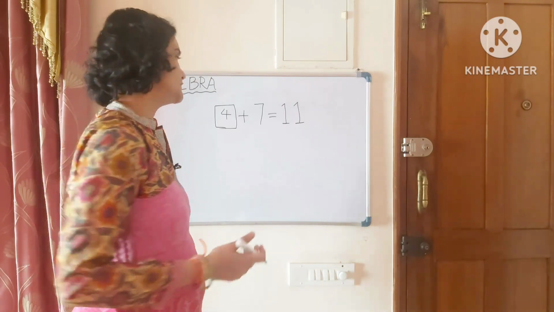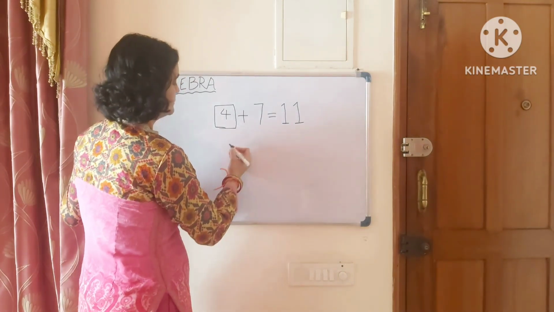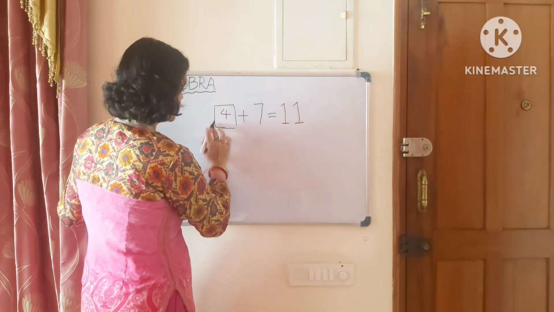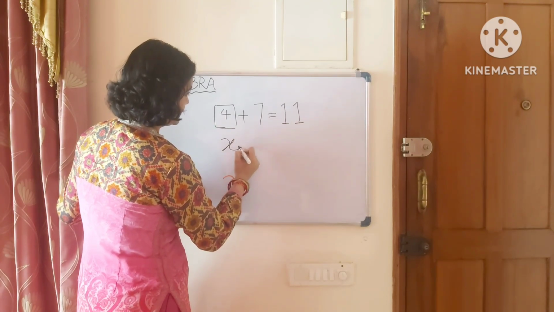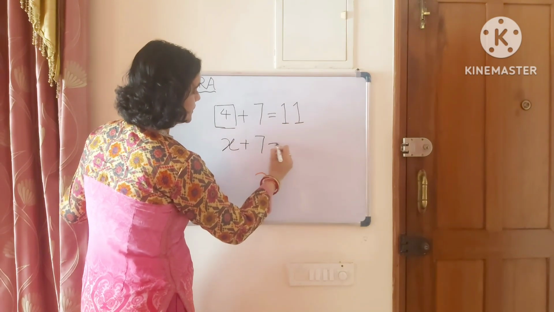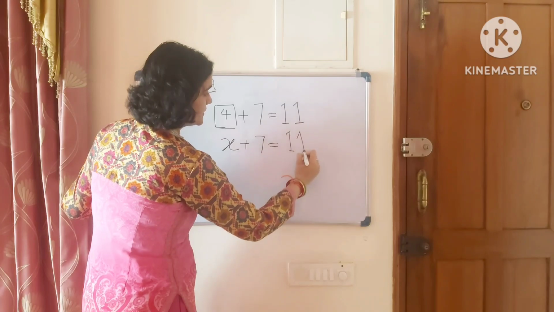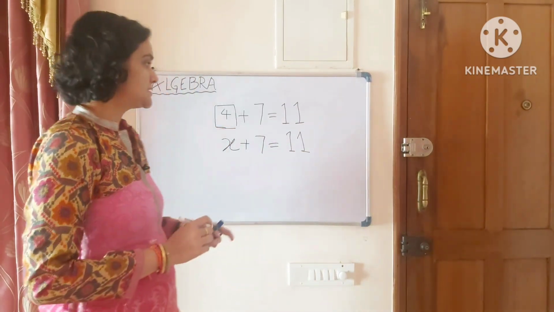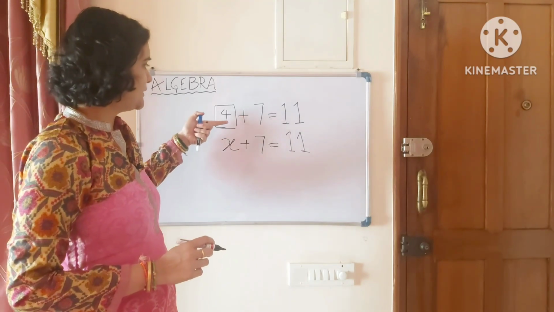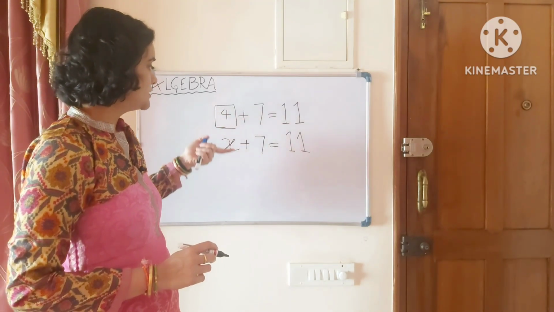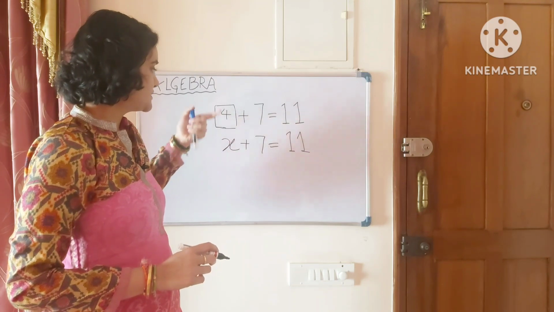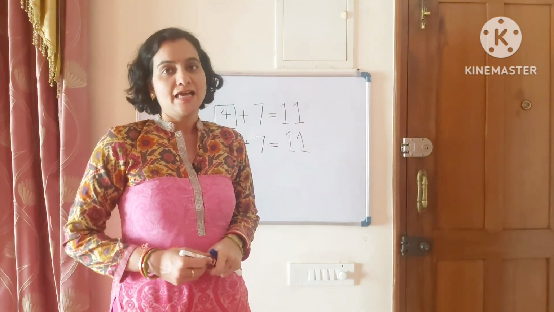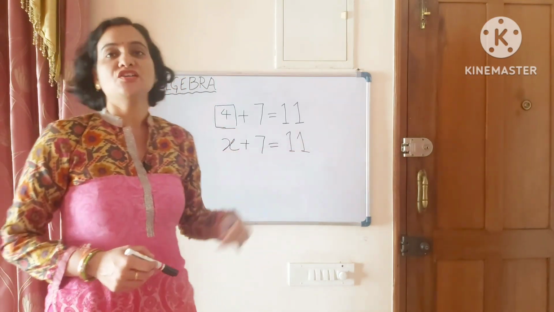Mostly we take x. So for your understanding, let's take this square as x. This x plus 7 is equal to 11 is an algebraic equation. We'll go into details. I'm just telling you, you have been solving all these things till now. Now in algebra, instead of this blank, you will get an x or a y or any other letter. That is called an algebraic equation.